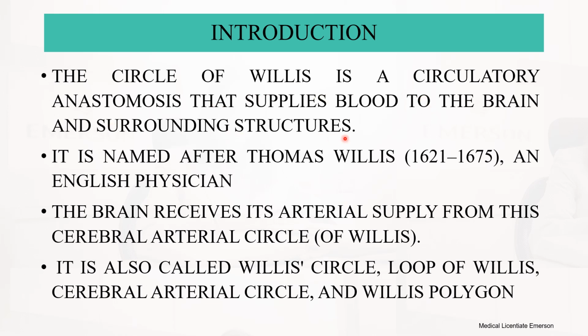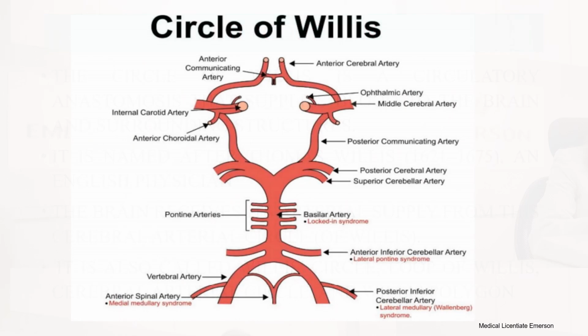It is named after Thomas Willis, an English physician who lived from 1621 to 1675. The brain receives its arterial supply from this cerebral arterial circle, which is of course called the circle of Willis. It is also called Willis' loop, cerebral arterial circle, and Willis polygon. It has a lot of names, but specifically in this lecture we're going to refer to it as the circle of Willis.